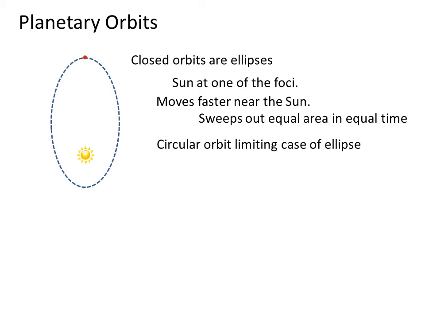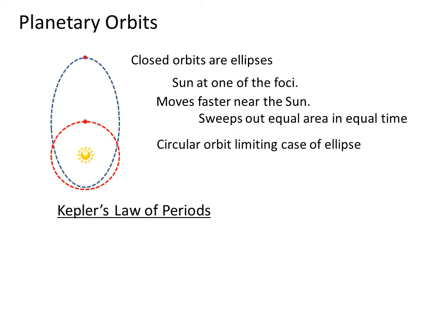The circular orbit is a limiting case of an ellipse, and on that orbit, the planet travels at a constant velocity around the orbit. These ideas are a summary of Kepler's laws, or many of Kepler's laws. There's an additional Kepler law known as Kepler's Law of Periods.